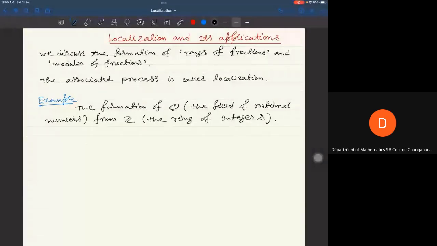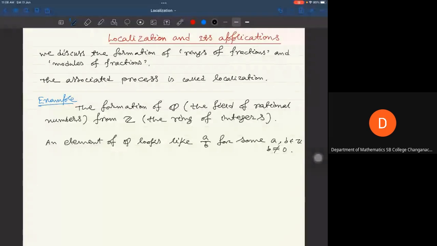An element of Q, a rational number, generally we write in this way, a by b, for some integers a, b belonging to Z, such that b is non-zero. That is the only condition we have.